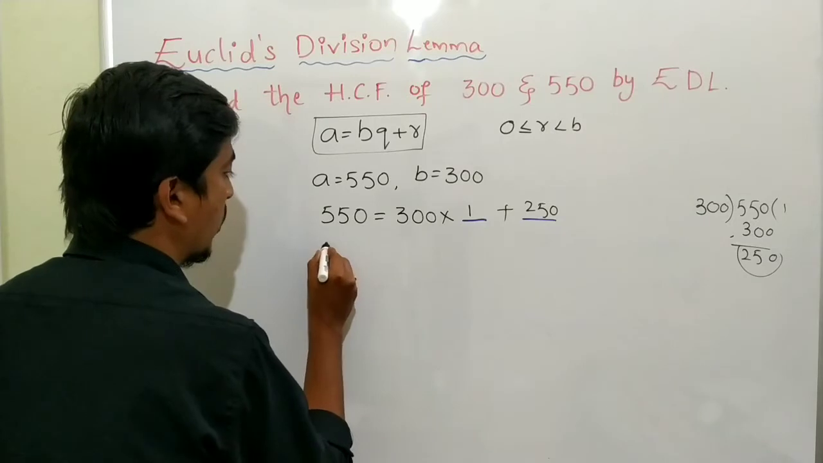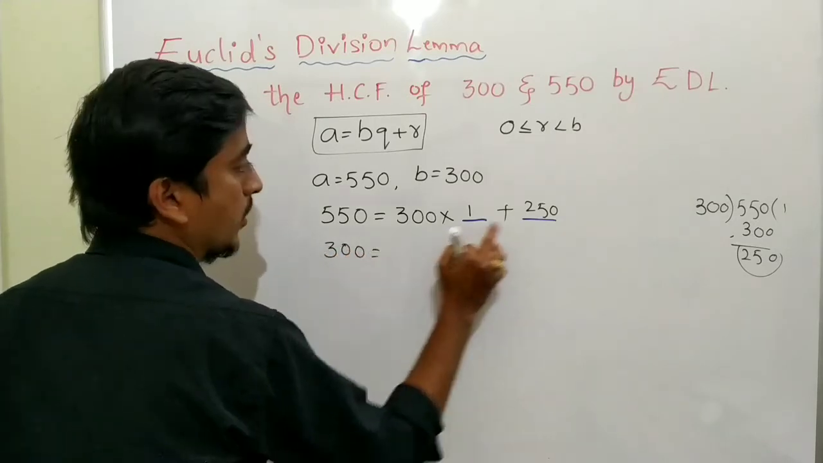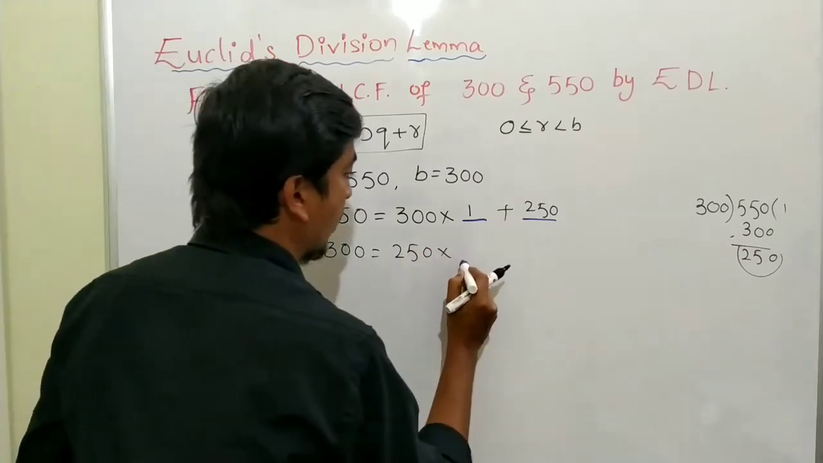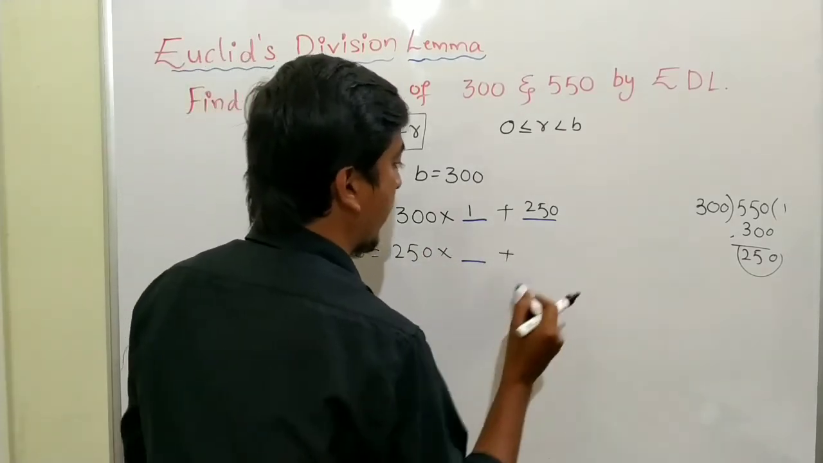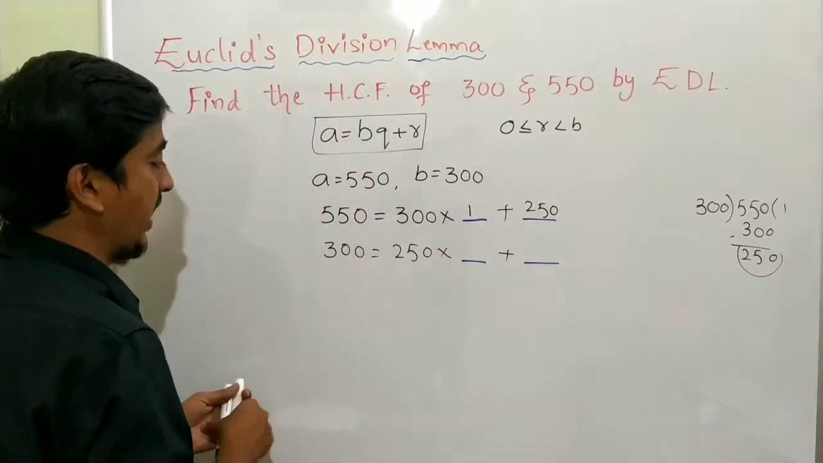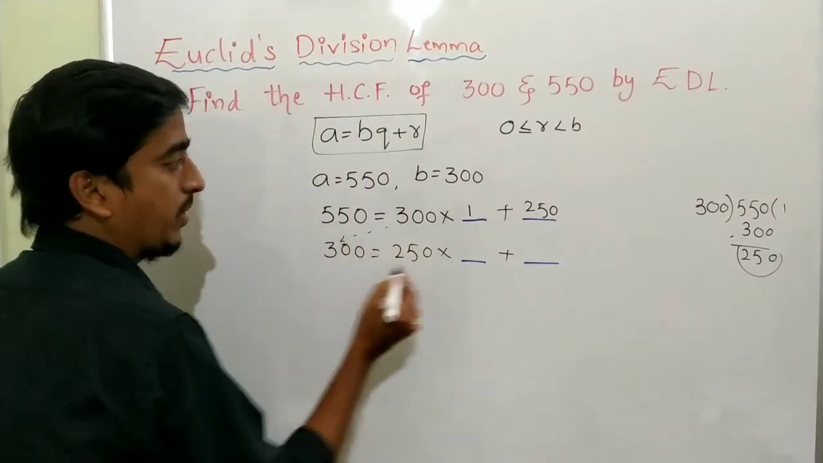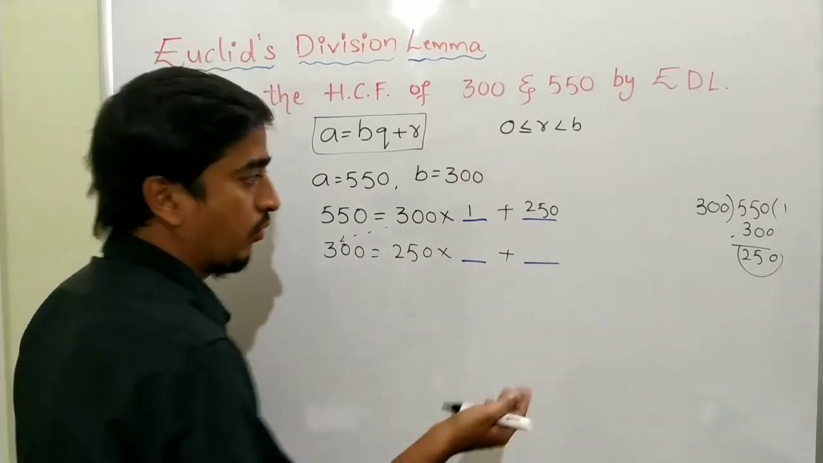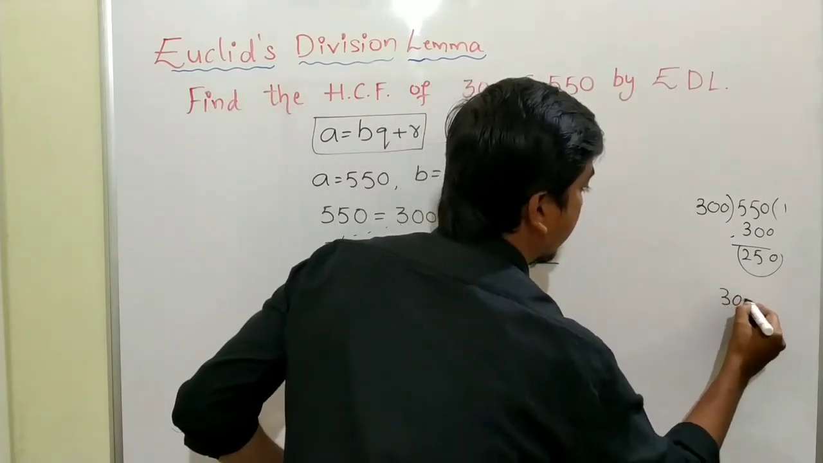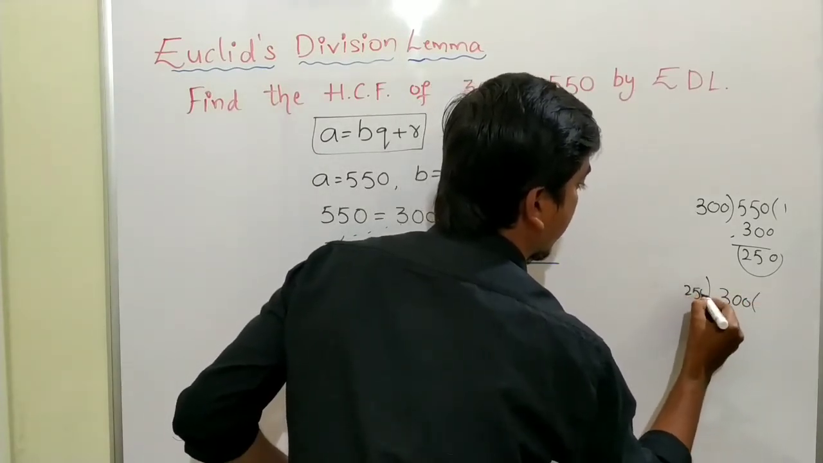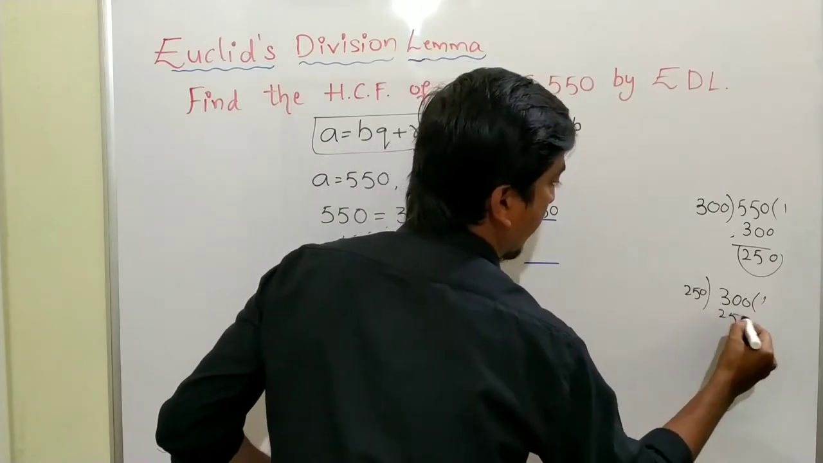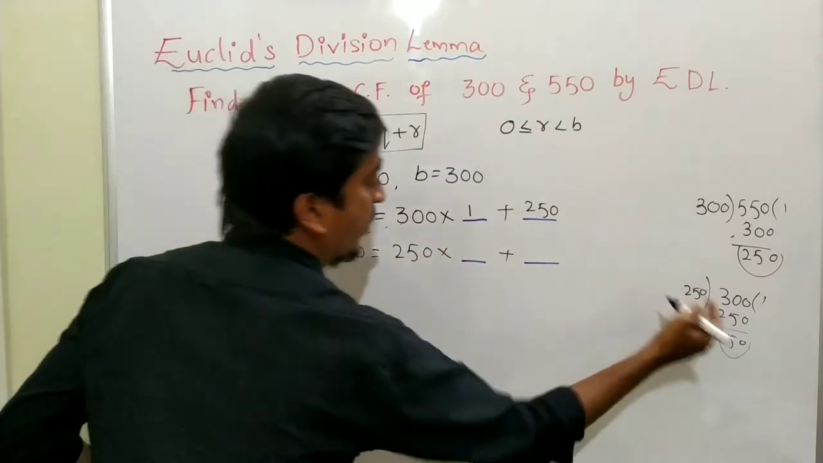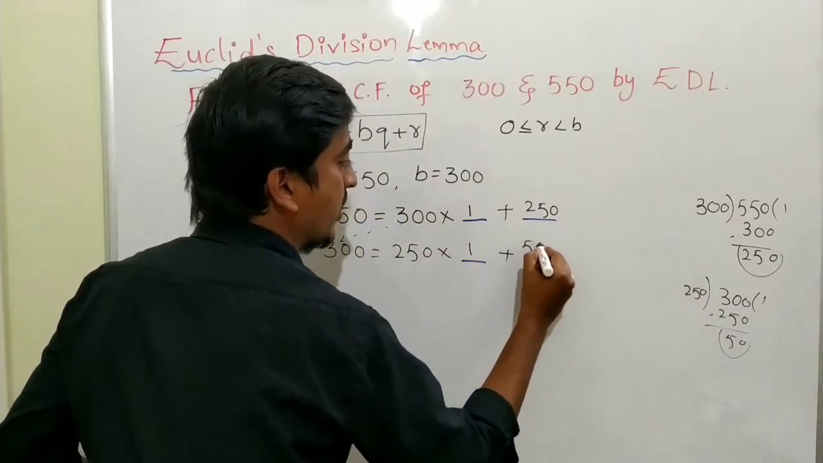So 300 equals 250, which becomes the divisor, into quotient plus remainder. We simply take 300 in the dividend place and 250 in the divisor place. How many 250s can fit into 300? 300 divided by 250: 250 ones are 250, and by subtracting we get 50. So the quotient is 1 and the remainder is 50.